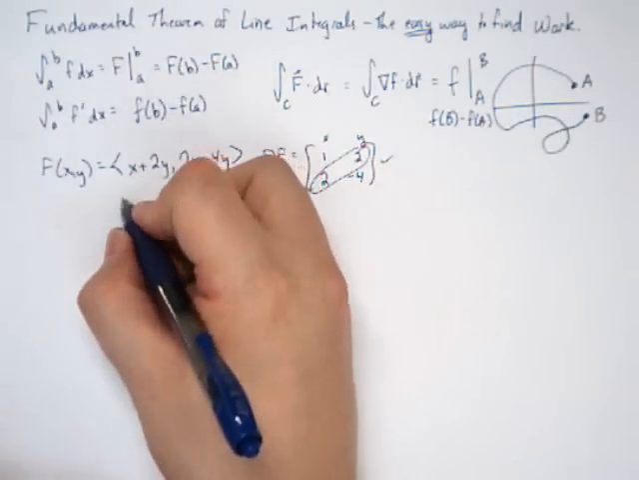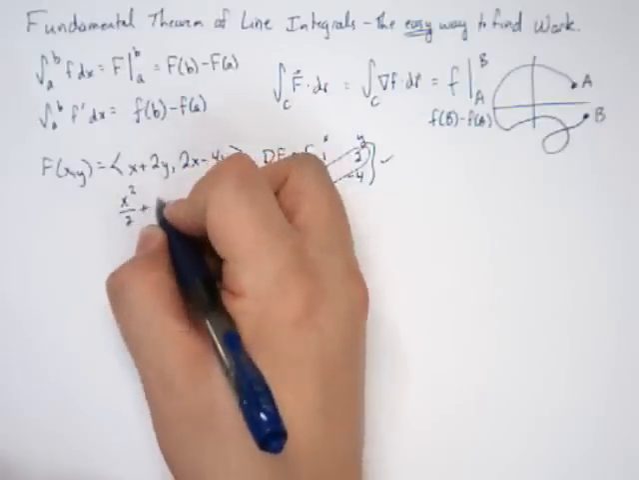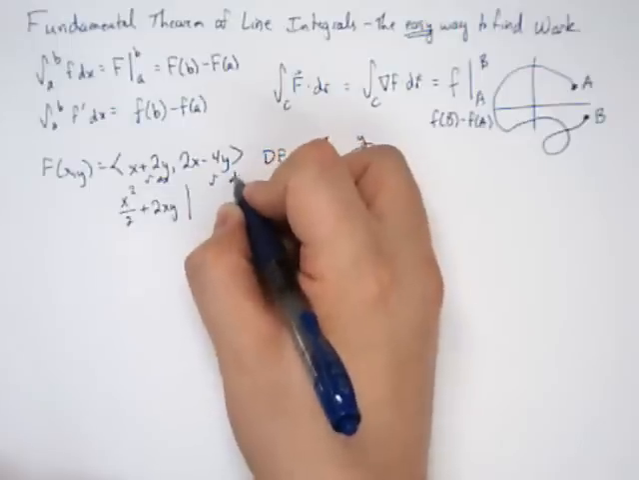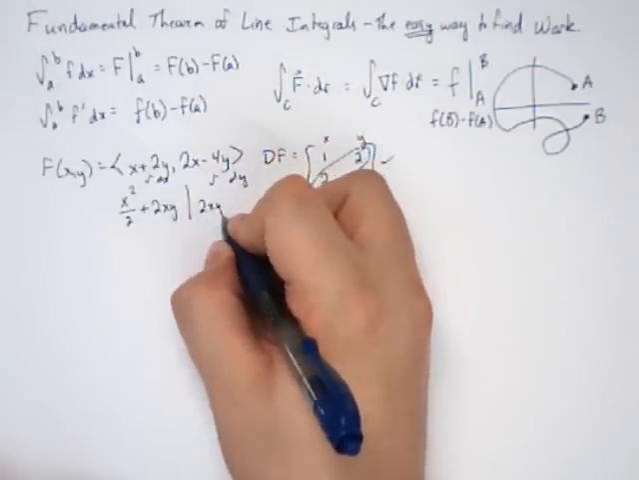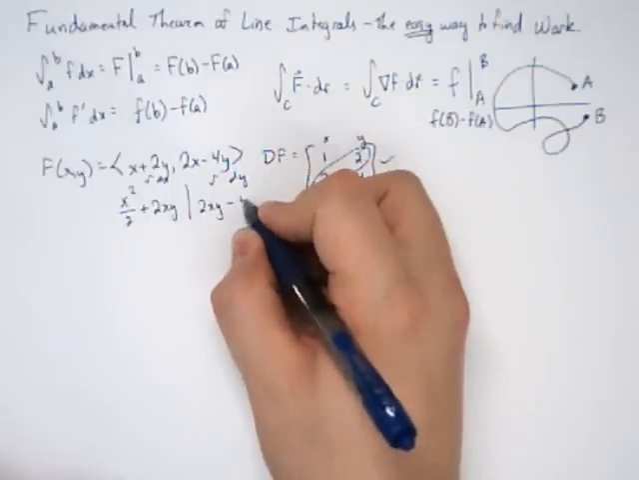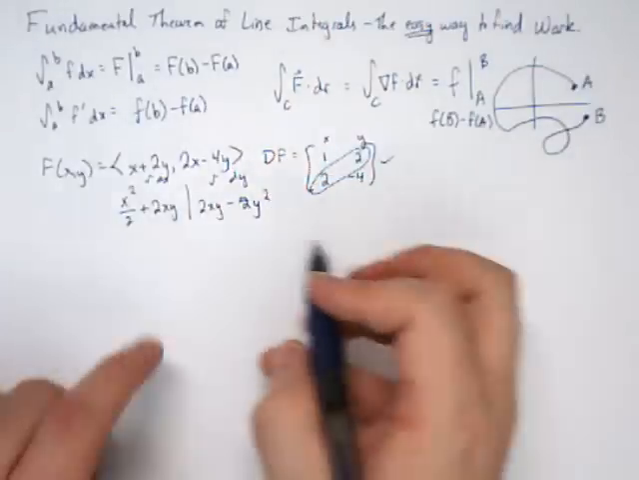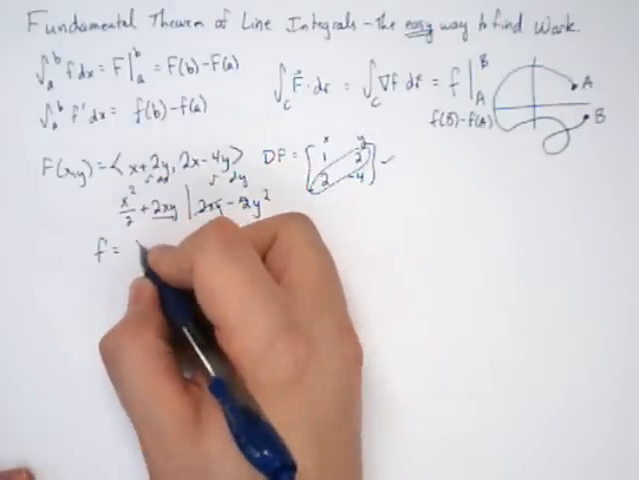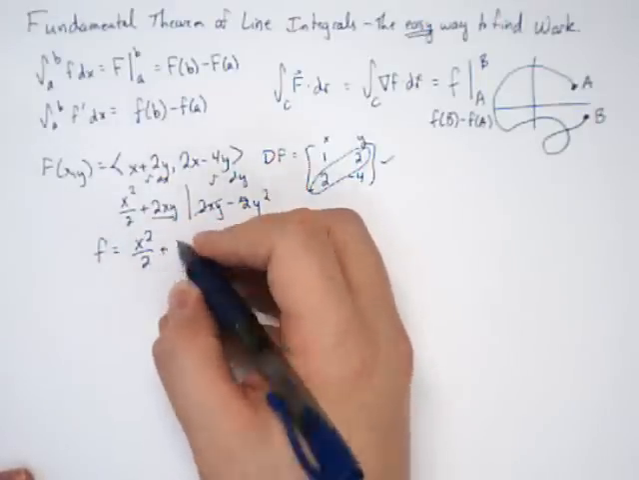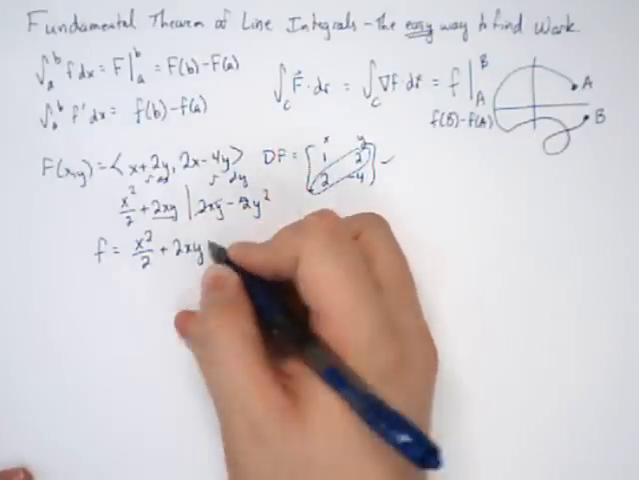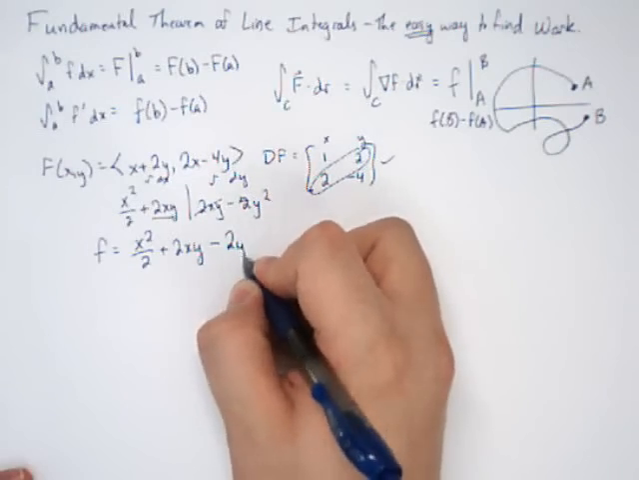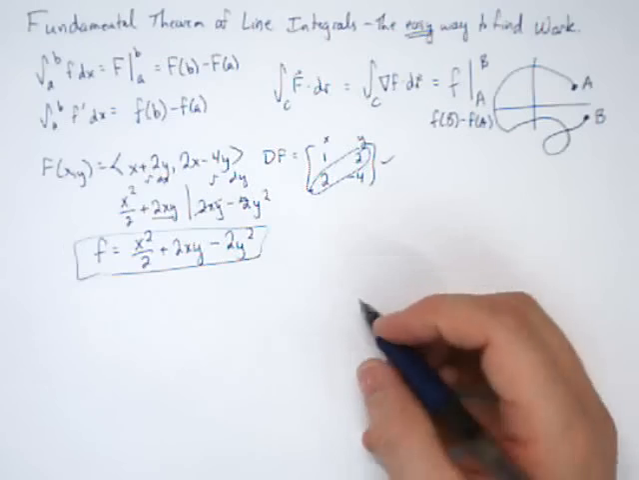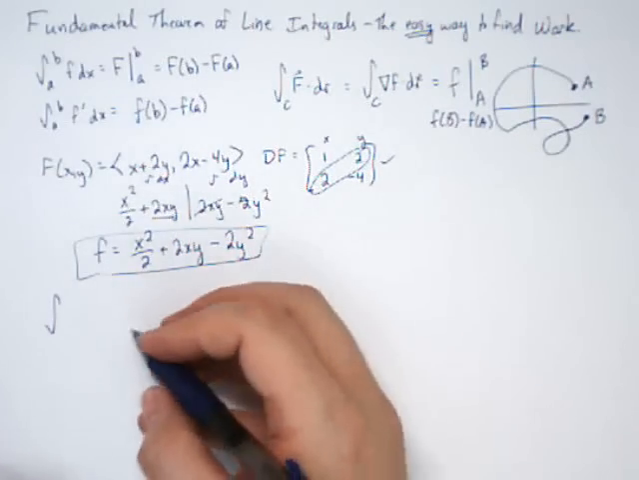I can find the potential by integrating. I get x squared over 2 plus 2xy when I integrate this with respect to x. Now I integrate here with respect to y, which gets me 2xy minus 2y squared. The 2xy has both an x and a y in it, so it should appear in both spots, and our potential is the sum of the terms: x squared over 2 plus 2xy minus 2y squared. This is our potential.